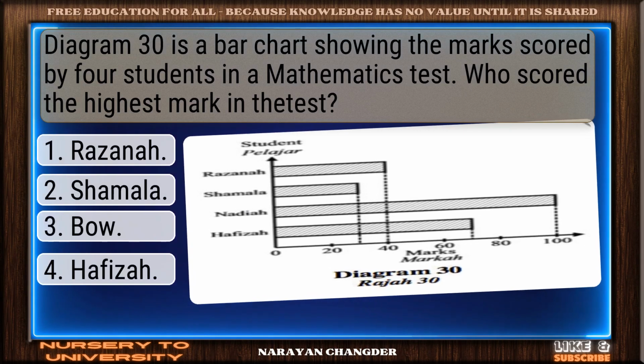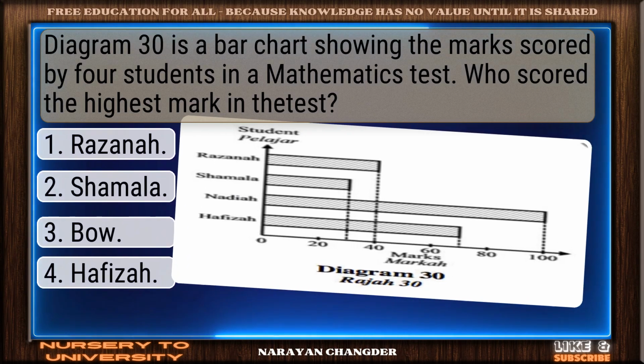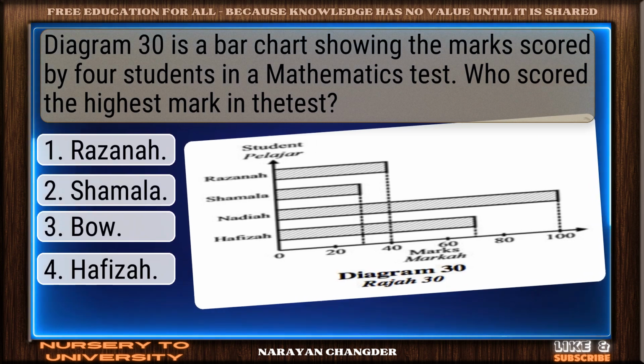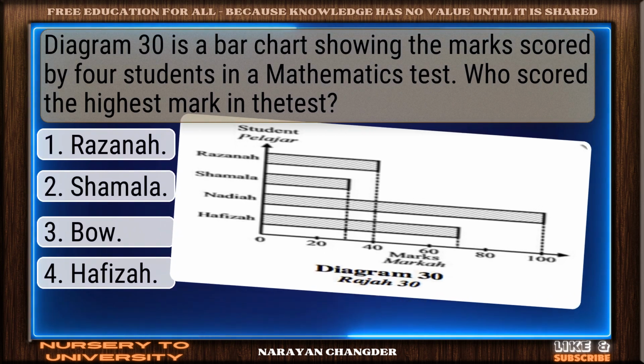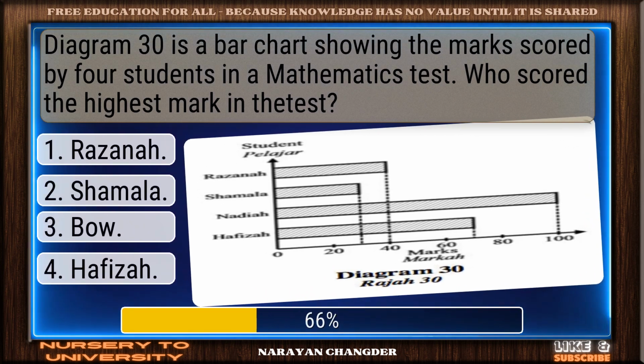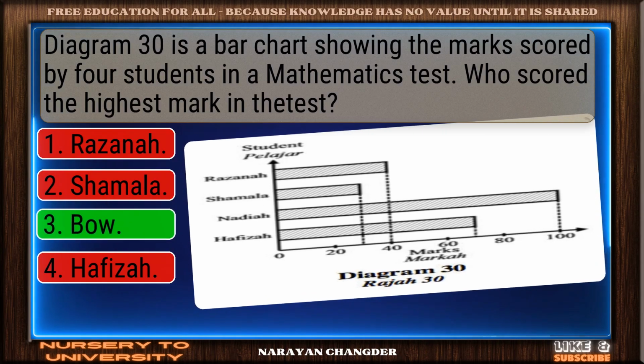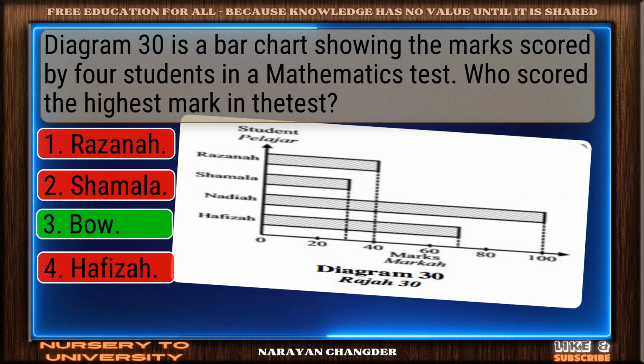Diagram 30 is a bar chart showing the marks scored by 4 students in a mathematics test. Who scored the highest mark in their test? Correct response. Bo is the most accurate answer.